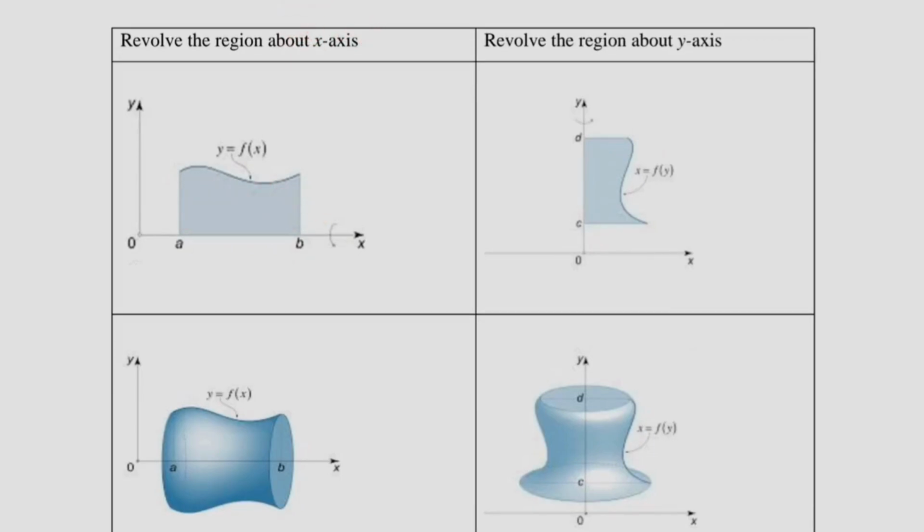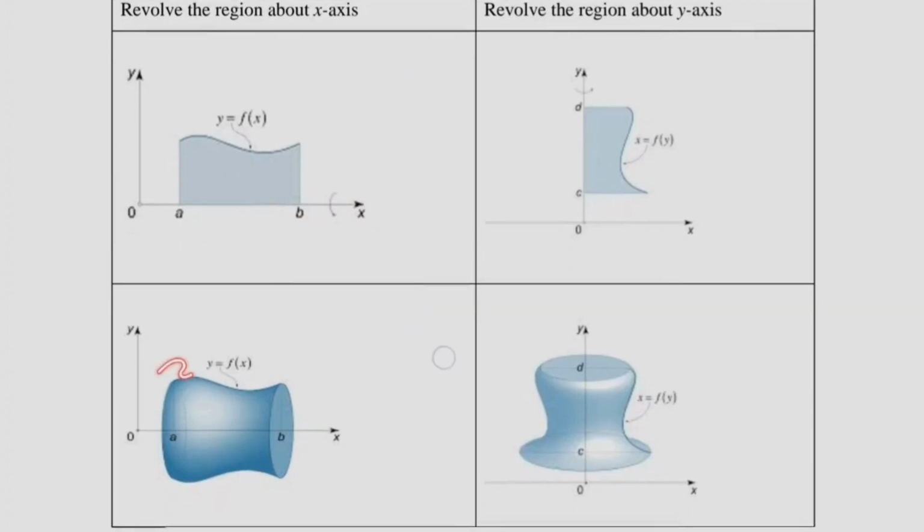revolving about the x-axis. Revolving means 360 degrees towards the x-axis. So it'll be a solid, a 3D solid, when we revolve it around the x-axis.